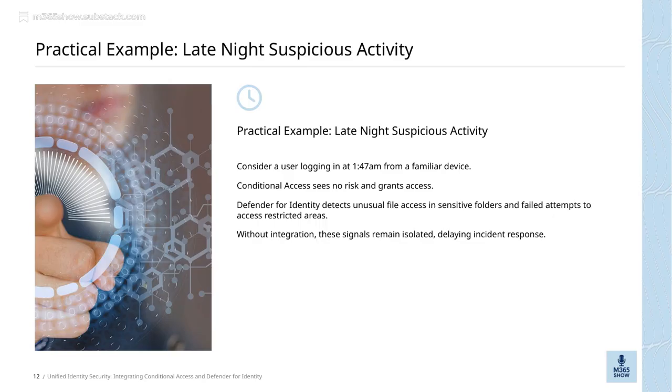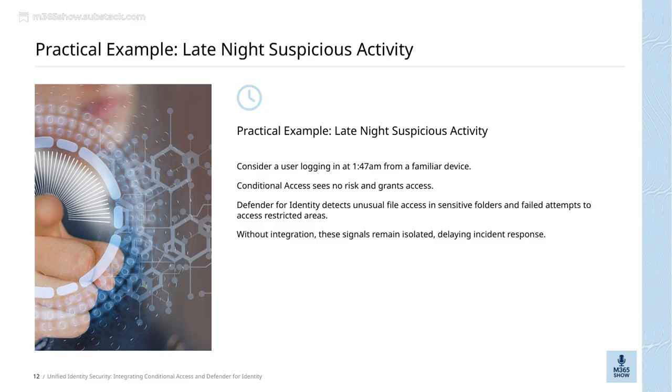Let's walk through a practical example to see how these security tools work together. Imagine a user logs in at 1:47 a.m. from a familiar device. Conditional access evaluates this login and finds no risk factors, so it grants access as usual. However, at the same time, Defender for Identity detects some unusual activity, specifically, some suspicious file access in sensitive folders and multiple failed attempts to reach restricted areas.